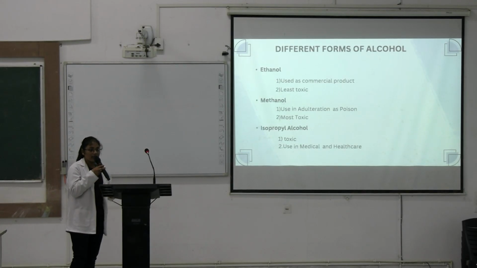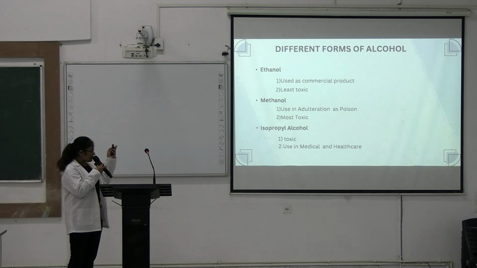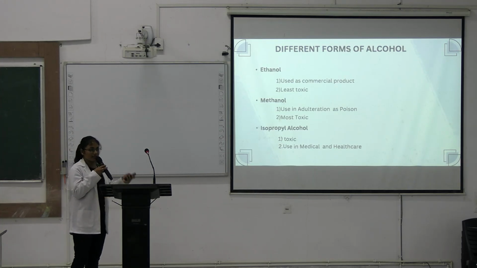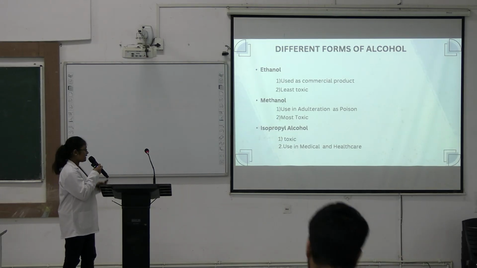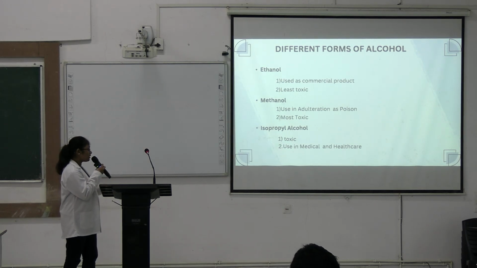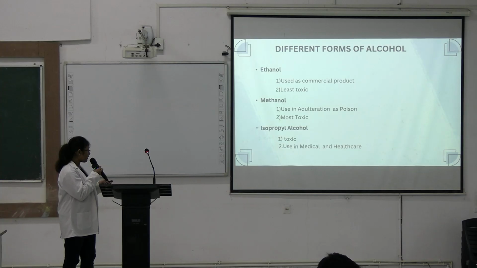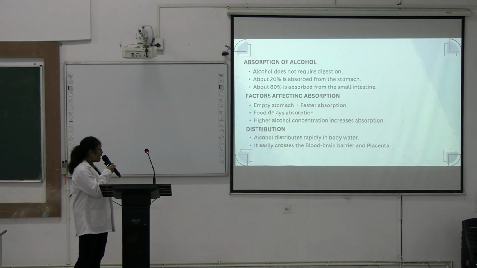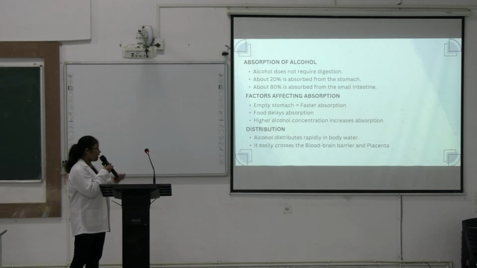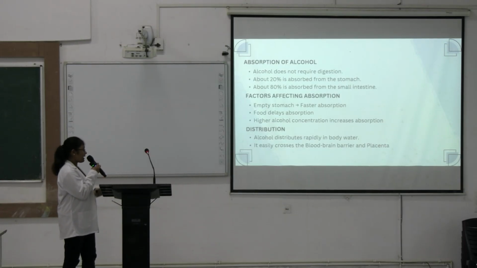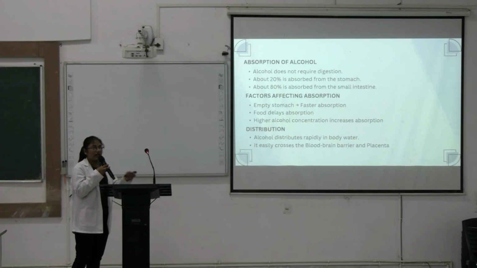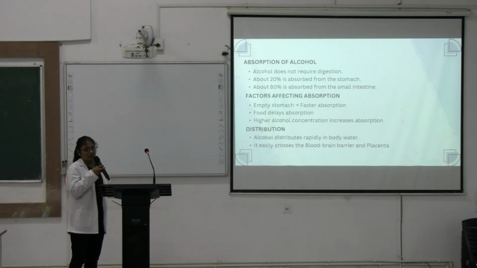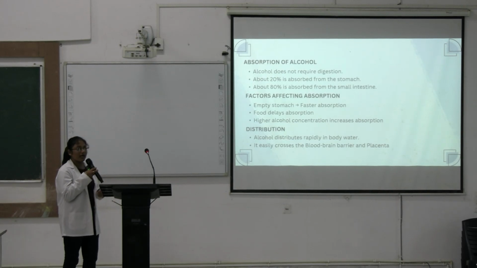Different forms of alcohols: ethanol, methanol, isopropyl alcohol. Among these three, ethanol is least toxic, methanol moderately toxic, and isopropyl alcohol most toxic. Ethanol is used as a commercial product, and methanol is used in adulteration as a poison. Absorption of alcohol: about 20% of alcohol is absorbed from the stomach. About 80% is absorbed from the small intestine. Factors affecting absorption: an empty stomach hastens absorption, food delays absorption, and increased concentration of alcohol increases absorption.